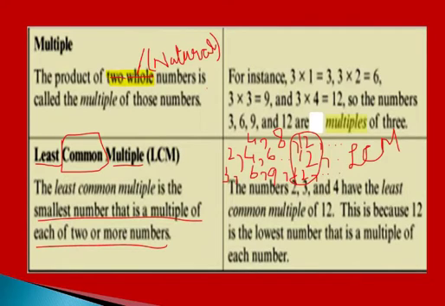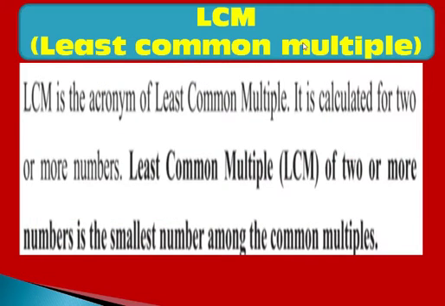But the method which we are going to discuss today is known as finding the LCM by the prime factorization. So the definition: LCM is the abbreviation for the least common multiple, and we can calculate it for 2 or more numbers. The least common multiple of 2 or more numbers is the smallest number among the common multiples.